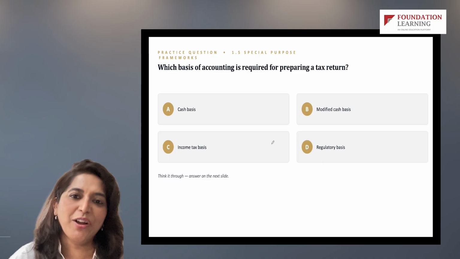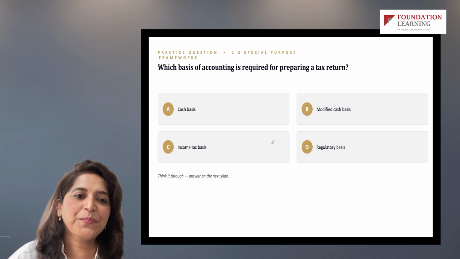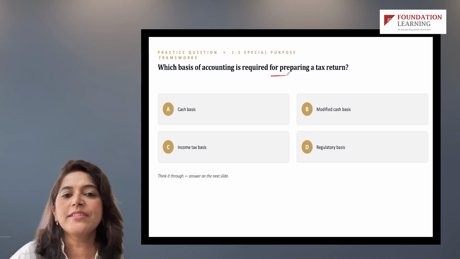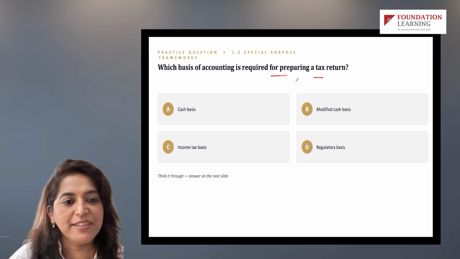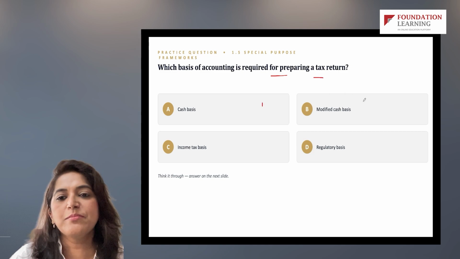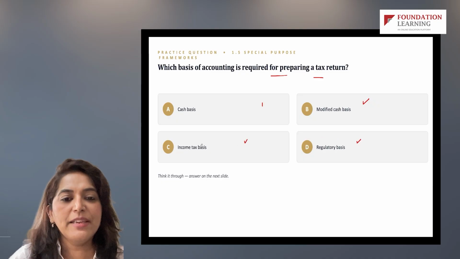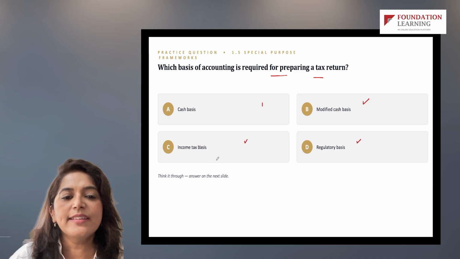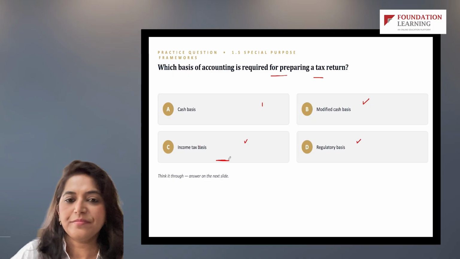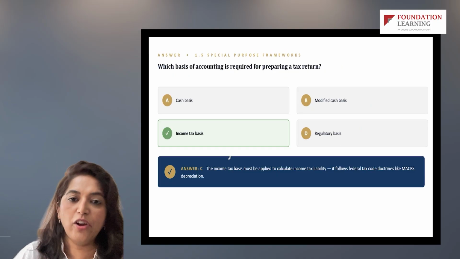So let's quickly solve one MCQ here. Which basis of accounting is required for preparing a tax return? We have cash basis, modified cash basis, income tax basis, and regulatory basis. Needless to say, it is income tax basis, which is the correct option over here.